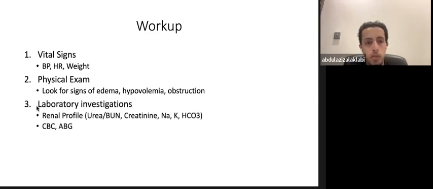The lab findings, as we said, lab investigations. You want to, of course, do a renal profile, and you want to check the plasma. You want to check for urea, BUN, creatinine, as we said before. You also want to check the CBC and ABG as well. And of course, we do a urine analysis and urine chemistry, as we said before.